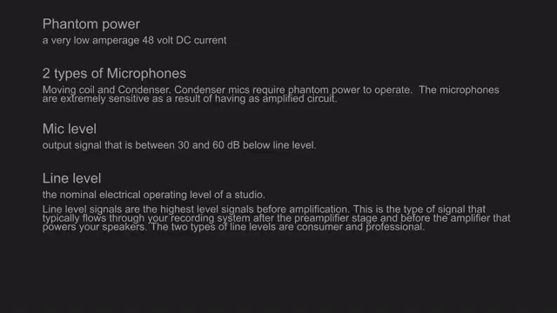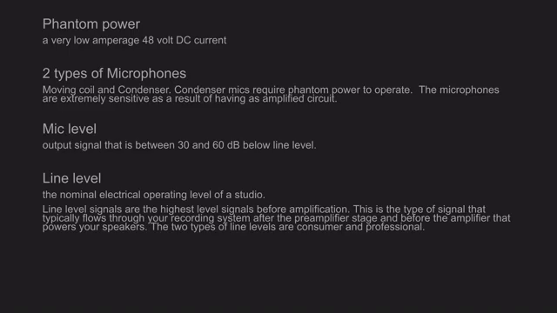So let's talk about phantom power. This is a very low amperage, 48 volt DC current. It is used to power condensers and active microphones, DIs, things like that. So we'll talk about the two kinds of mics that you're going to see most often. There are more, but we'll just talk about these two for right now. So moving coil and condenser. Okay. Condenser mics require phantom power to operate.